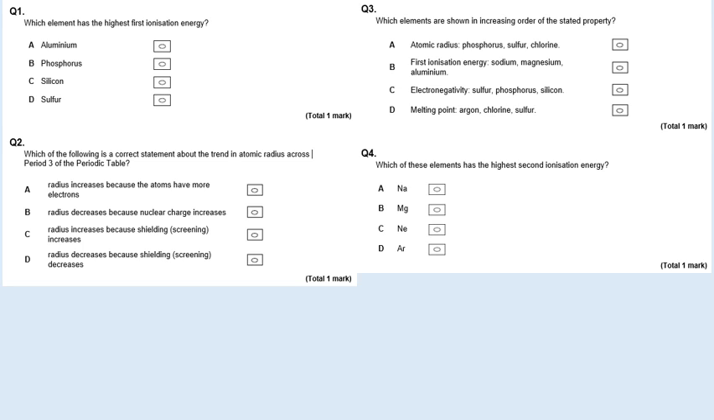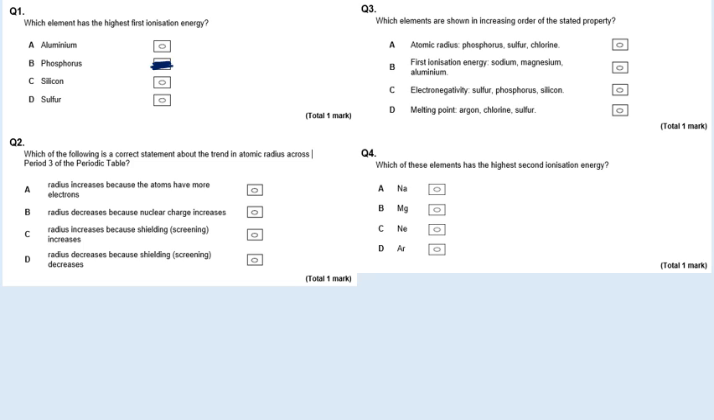Highest first ionisation energy here. Hopefully, I don't really need to explain this one at all. Your answer here is B. You should know the trend there, and that phosphorus out of those four elements has the highest first ionisation energy. Be prepared to explain it as well if this wasn't a multiple choice.